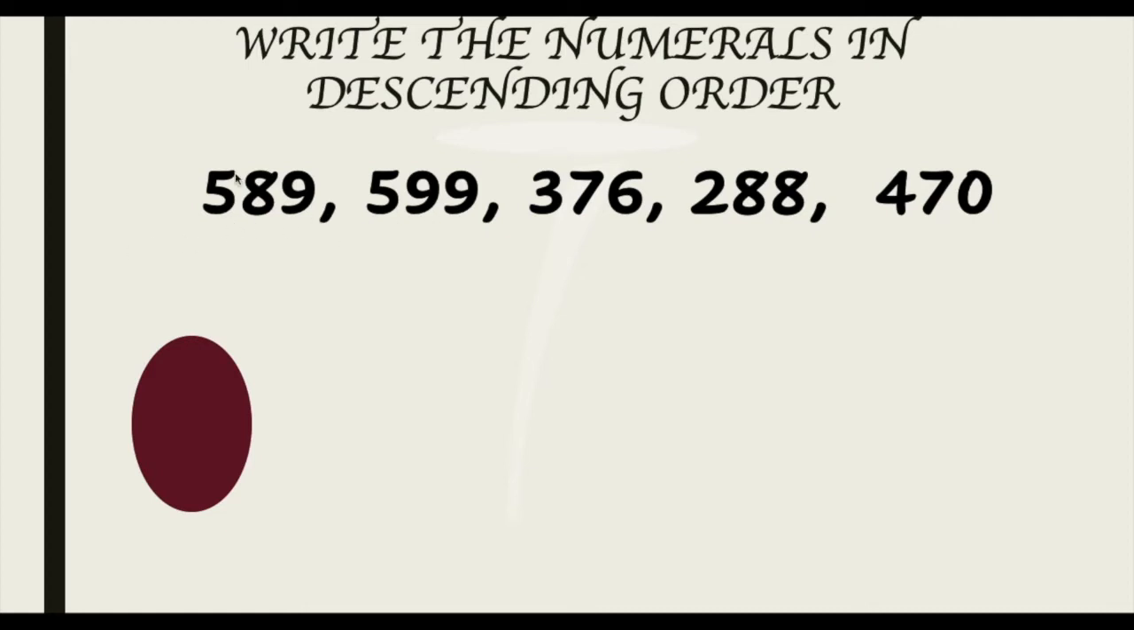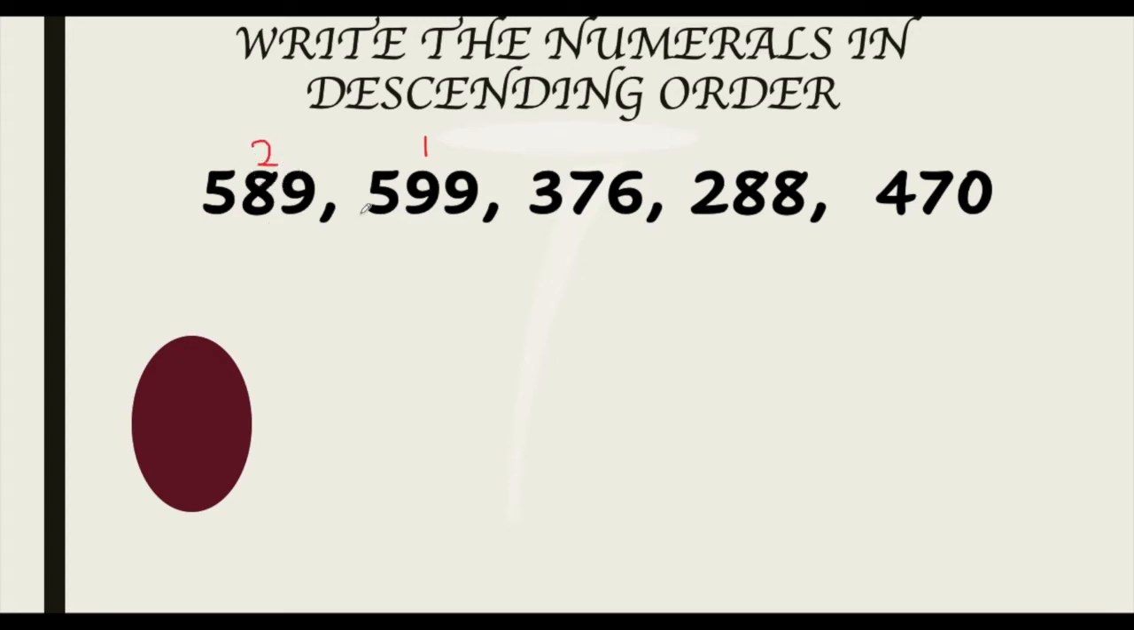Let us see the numbers in the tens place. Here we have 8 in 589, and here we have 9 in 599. So we can consider that 599 is the greatest number. Let us mark it as 1. After 599 we have 589. So let us write it as 2.